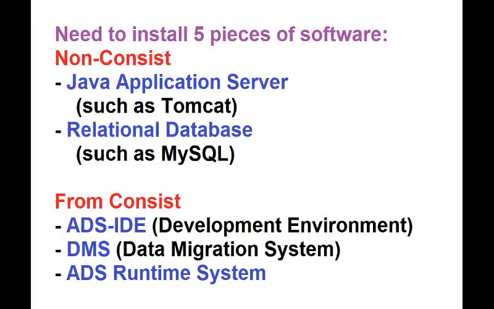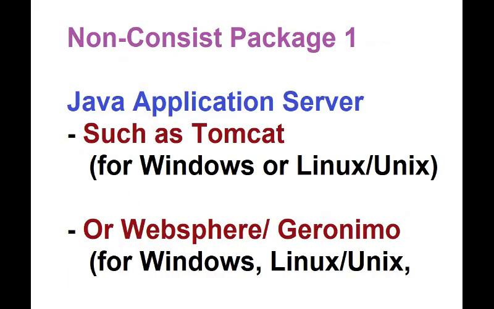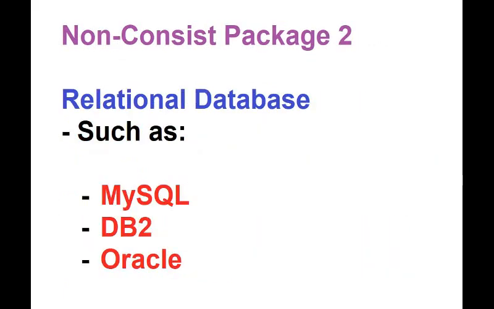Setting up the ADS development environment involves installing 5 pieces of software: 2 non-consist packages and 3 consist packages. The first non-consist package that is needed is a Java application server, such as Tomcat for Windows and Linux Unix, or WebSphere Geronimo for Windows, Linux, Unix, or ZOS. The second non-consist package is a relational database, such as MySQL, DB2, or Oracle.